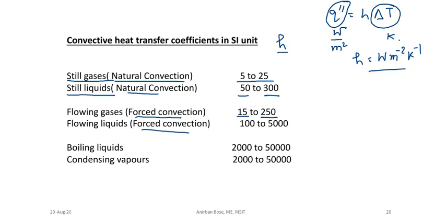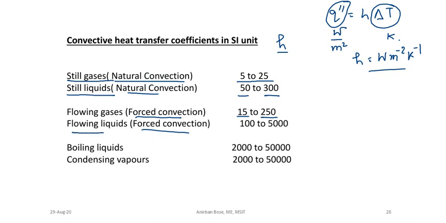Or we have to do certain experiments. Based on certain empirical relations, basically h can be calculated. So how to find out h exactly, we'll see later on, but right now, to get a feel for the numbers, these are the common ranges in which they vary.